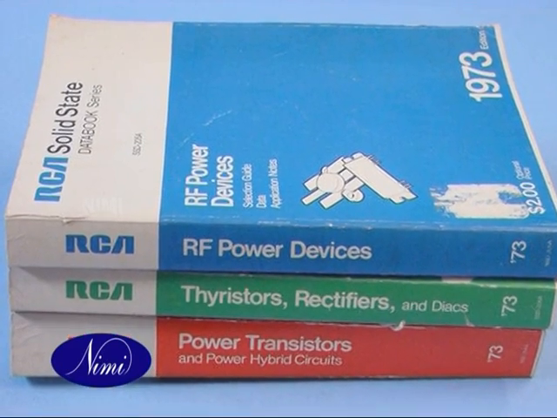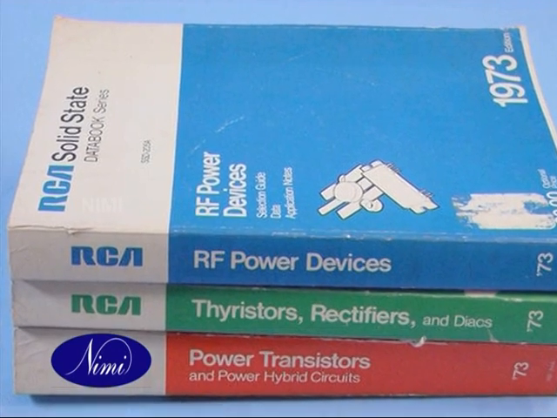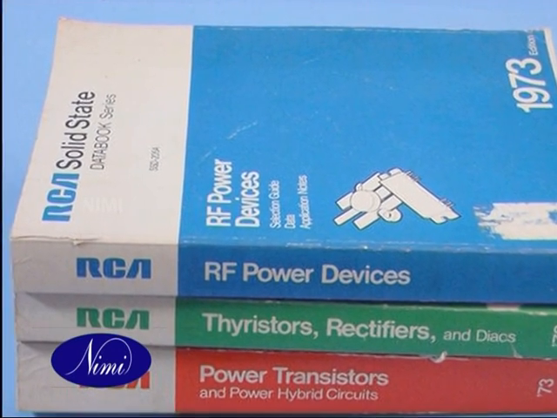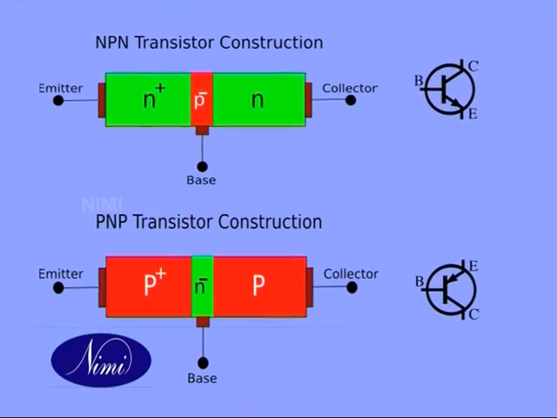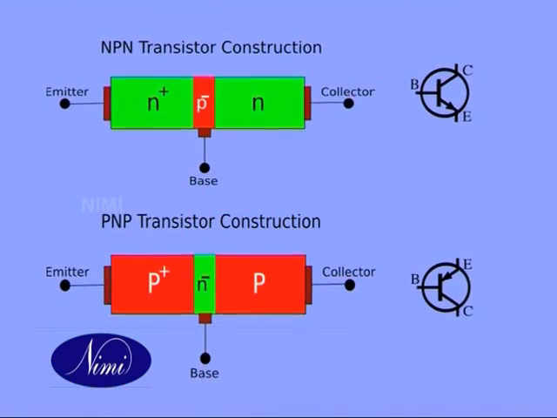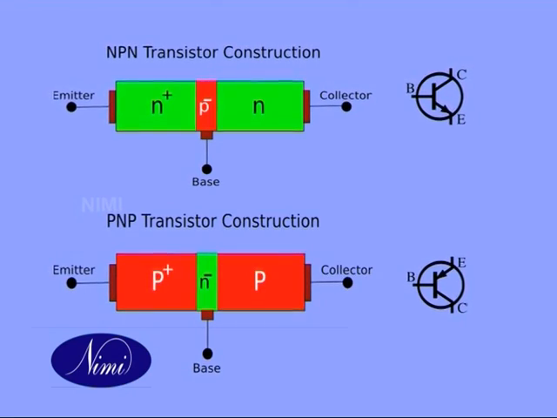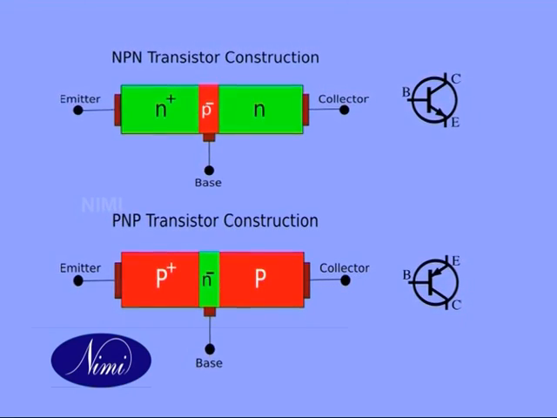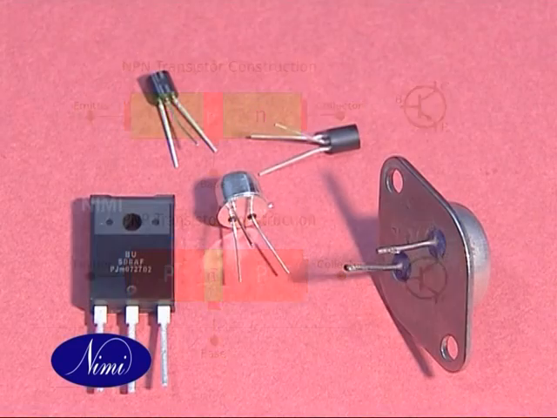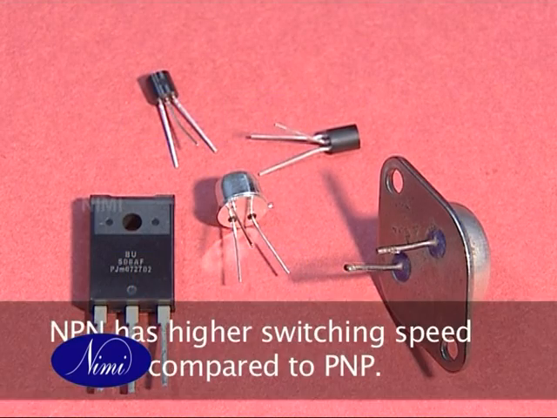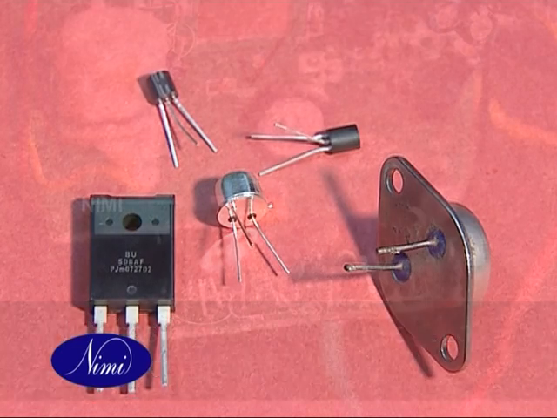Transistor data books give information about the semiconductor used in any particular transistor. Based on the way P and N junctions are organized, both NPN and PNP transistors are equally useful in electronic circuits. However, NPN transistors are preferred for the reason that NPN has higher switching speed compared to PNP.